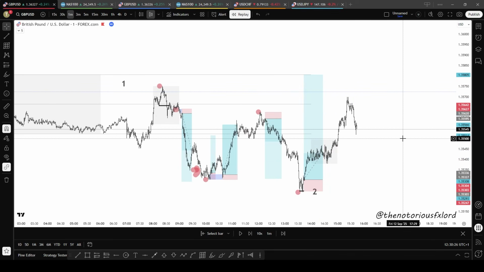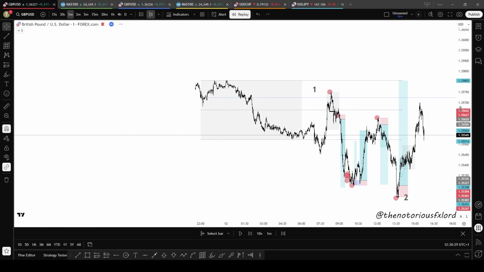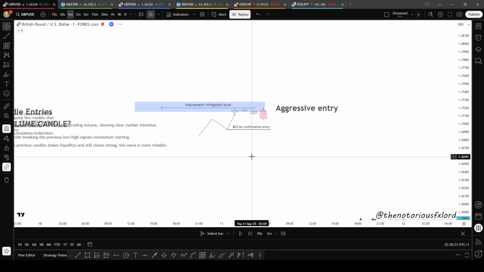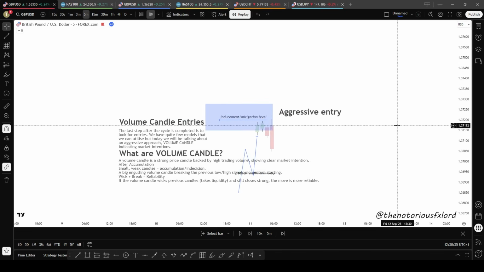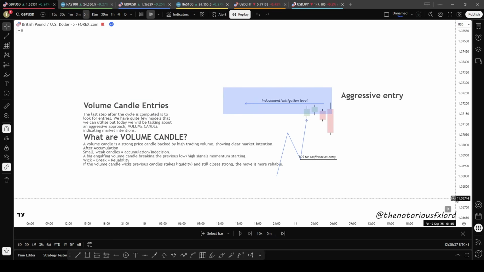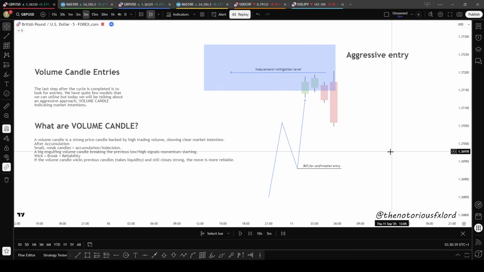So I hope this is quite clear how you guys can use the entry volume candles for an aggressive entry approach, right? Again, this is an aggressive entry model, and you only want to use it when you are quite up for the week, right? When you are up for the day, that's only when you want to go with the aggressive entries, right? And also depending on the market conditions and the volatility.